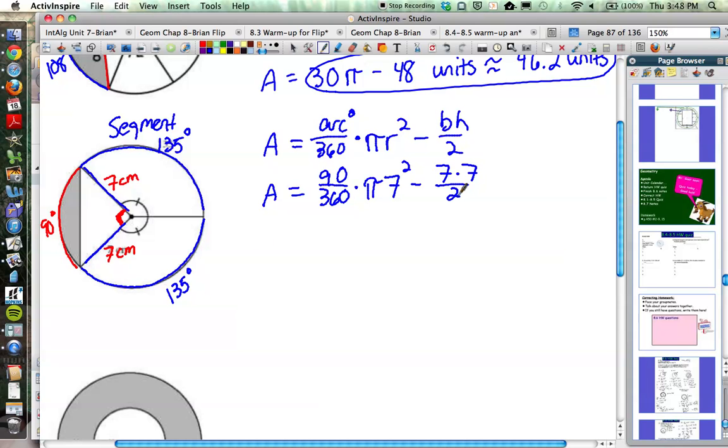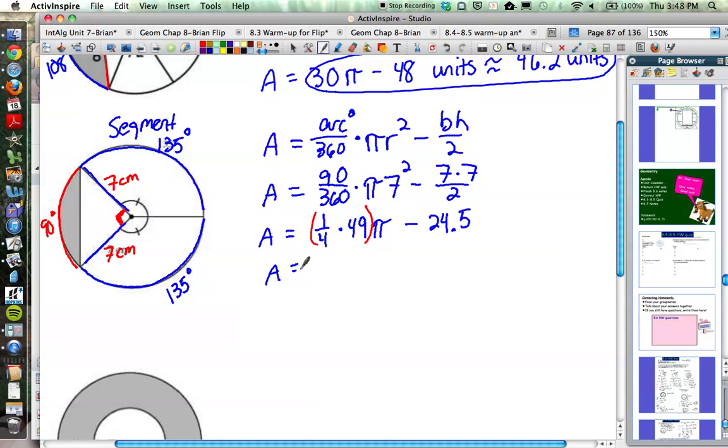So 7 times 7 divided by 2. So our area, reducing the fraction, 1/4, and that would be 49 pi, and 7 times 7 divided by 2, that would be 49 divided by 2, which is 24.5 right there. And once again, leaving it in terms of pi, we're going to multiply these two numbers here.